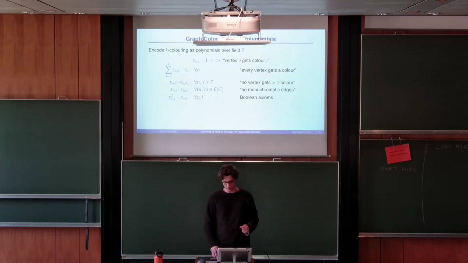And it is important to have both of them if your field characteristic should divide the number of colors. And the third line says that there are no monochromatic edges. And finally, you have the Boolean axioms.